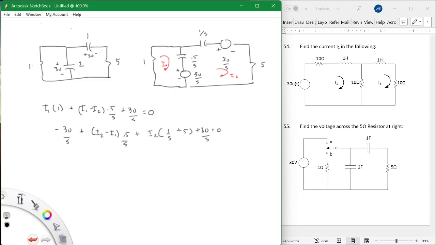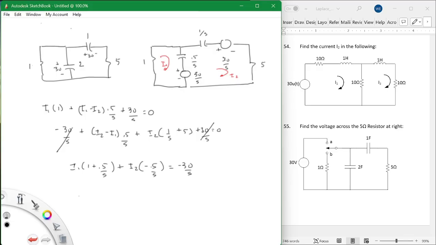Now note, in this situation, these cancel each other out. They go away. But in this one, they don't. Okay? So you live and you die by these things, but this is exactly how you do this. So now I've got the sorting and sifting going on. It is I1 times 1 plus 0.5 over S, plus I2 times minus 0.5 over S equals minus 30 over S.